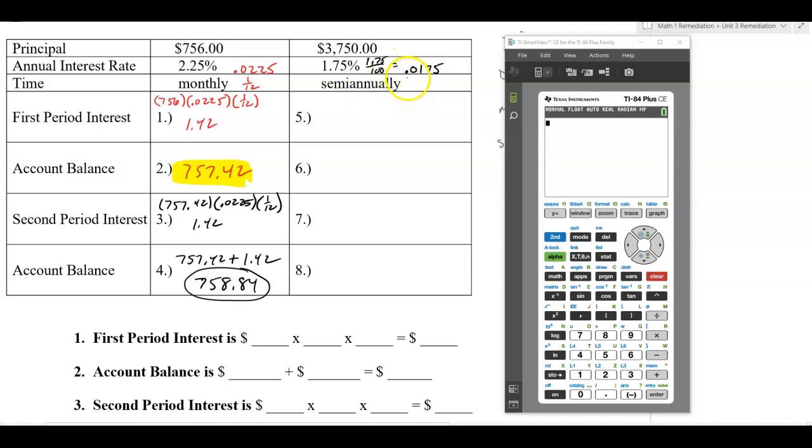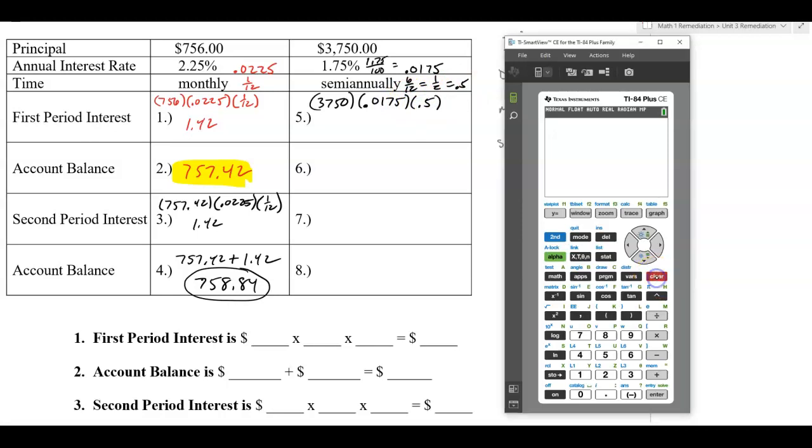Twice a year means every 6 months. So 6 divided by 12 would be 1/2, or I could use 0.5. So semi-annually is 2 times a year, so every 6 months, and 6 out of 12 is 1/2, or 0.5. So now to calculate my first period of interest, I'm going to take the 3,750, multiply it by my rate, 0.0175, and multiply it by my time of 0.5.